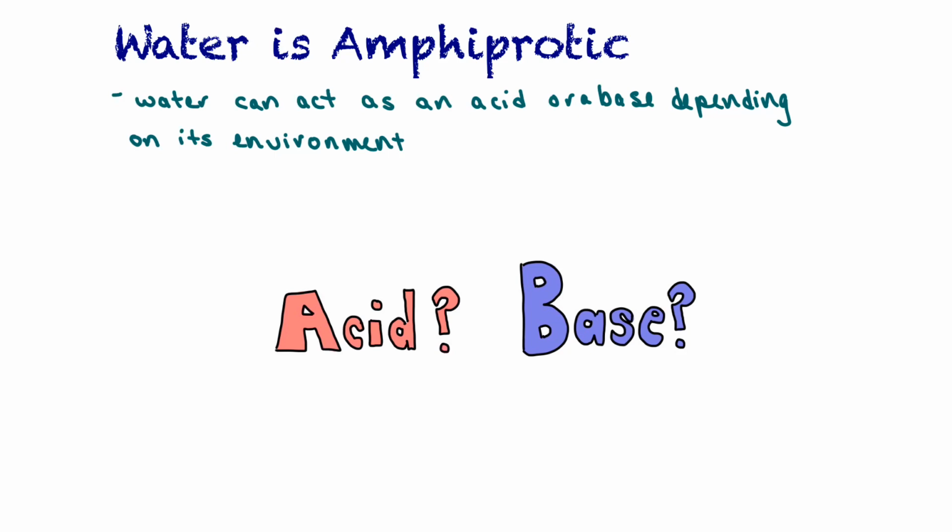The final property of water that we'll talk about today is that water is amphiprotic. What that means is water can act as an acid or a base depending on its environment. If an acid is added to water, then water will act as a base to help buffer or neutralize that acid being added. And if a base is added to water, then water will act as an acid to help buffer that addition of base. So it prevents water from having huge fluctuations of pH when an acid or a base is added to it.